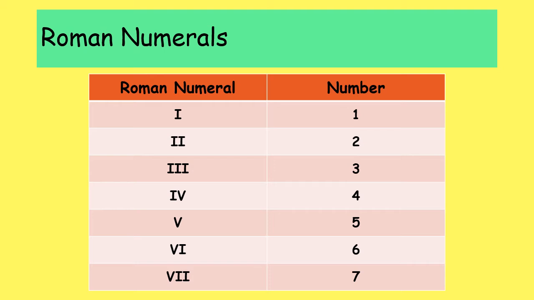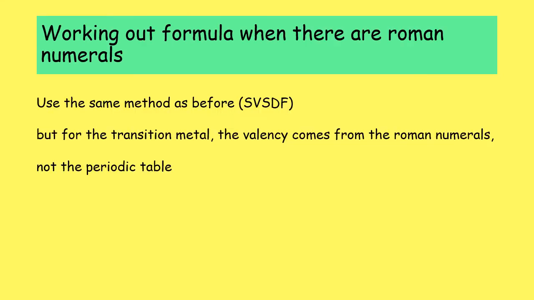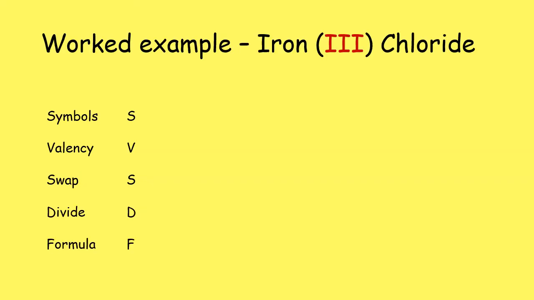So you need to be able to remember those Roman numerals. It's most common for the numbers 1 to 4 to be the more common ones. Now, when it comes to working out a formula that contains Roman numerals, we can use the same method as before, the SVSDF method, but for the transition metal, we don't need to look up the periodic table to find out the valency. We can just take the valency directly from the Roman numerals in the formula.